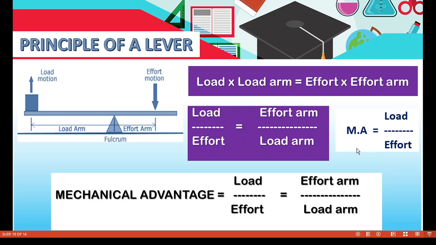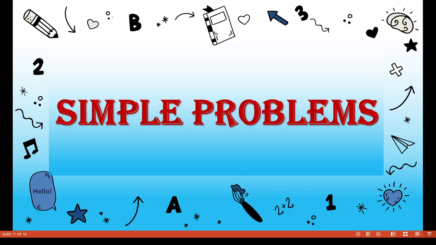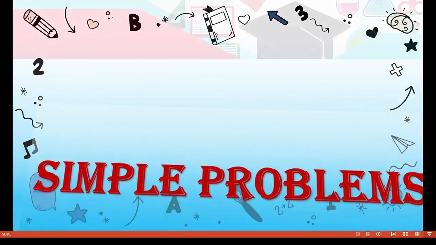So in the previous class we have seen that mechanical advantage could be defined as the ratio of load to effort. So another way of defining mechanical advantage is effort arm by load arm. And hereafter we are going to see some simple problems. What are they?